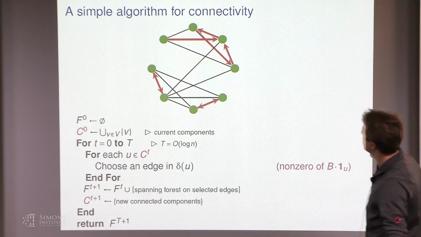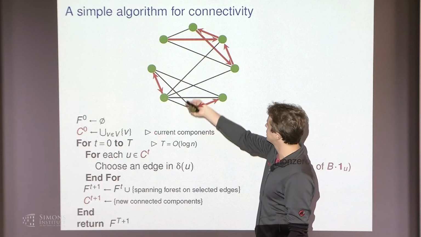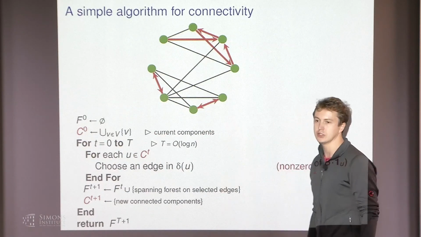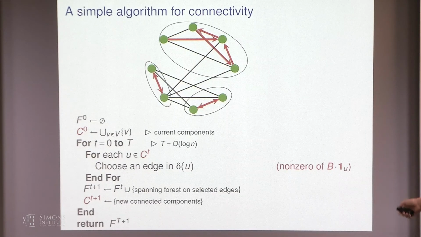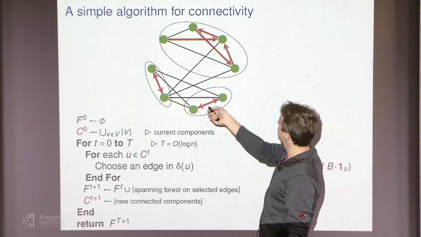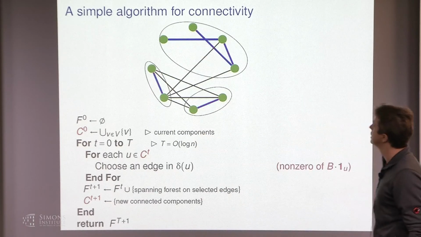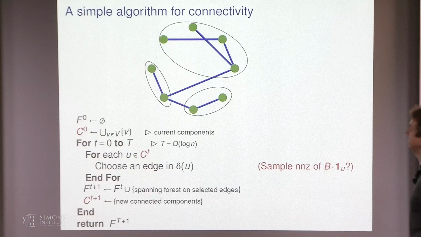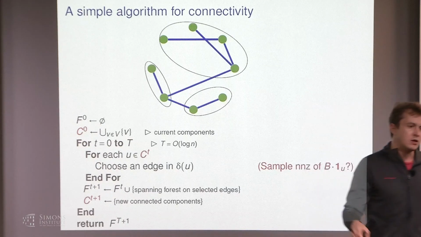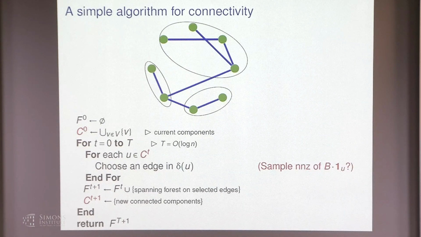So, for example, maybe in round 1, these two vertices chose each other, these two vertices chose each other, and the situation was a little bit different for these four. If this is what happens in round 1, then in round 2 we have 3 connected components, and every connected component now selects one edge from the corresponding cut, and we have a spanning tree of our graph. Very nice.